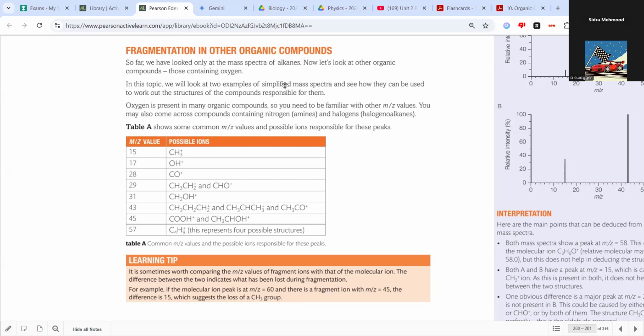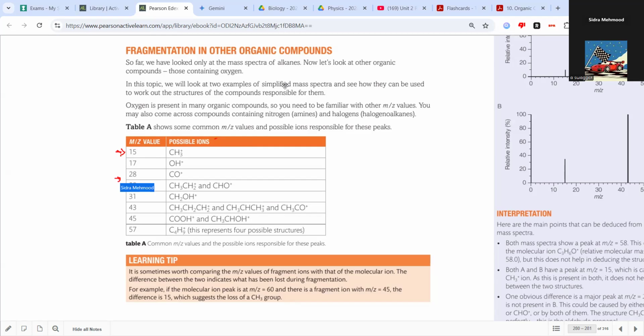So this is the table of possible m/z values of different functional groups. 15 is always for methyl. Then you must know that 17 is for alcohol. Carbonyl carbon is 28.